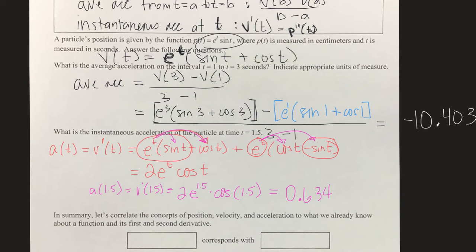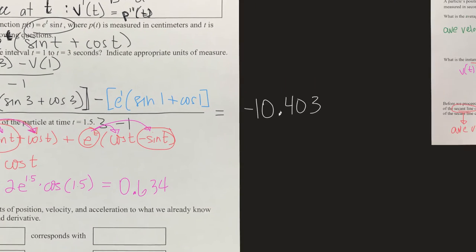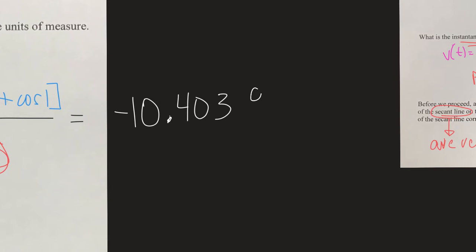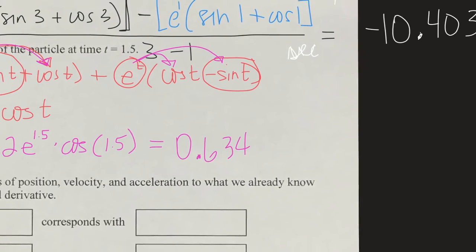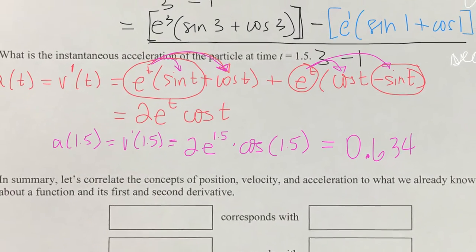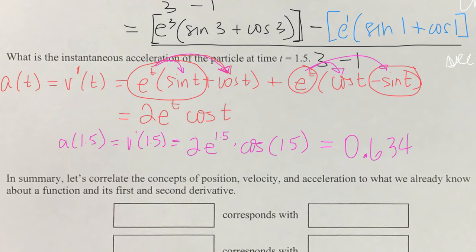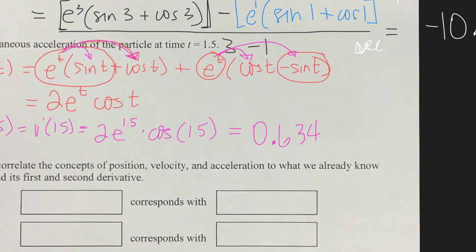What are the units of acceleration? Meters per second, or centimeters per second, right? Centimeters per second, because on top I have centimeters per second, that's my velocity units, and on the bottom I'm still dividing by seconds again, my time units. So centimeters per second are the units of acceleration. And then when I take the derivative of my velocity function, I get 0.634, and my units are centimeters per second.